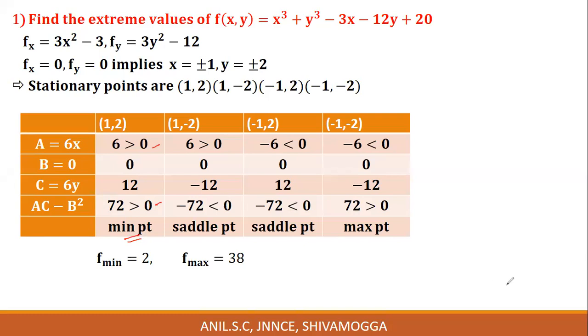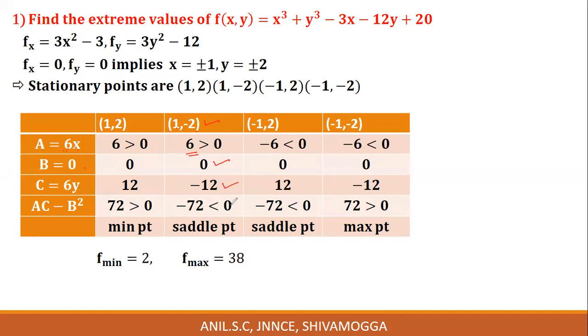Next, let's find the nature of this point. A is equal to 6x. Here x is equal to 1, so 6 into 1 is 6, and 6 is greater than 0. And b is already 0 for all values of x and y. And c is 6y, where y is minus 2. Therefore, 6 into minus 2 is minus 12.